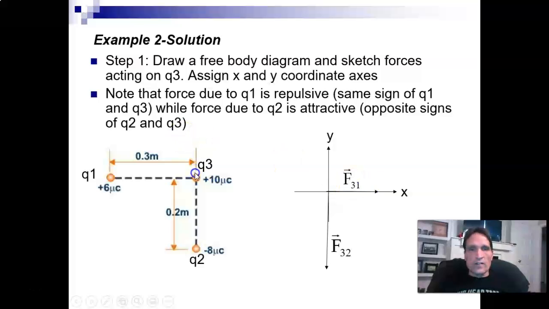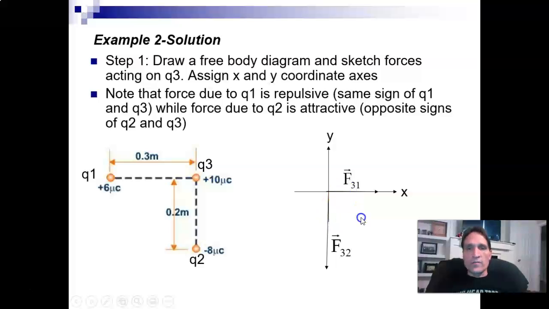Then let's look at the force on 3 due to 2. Okay, 2 is negatively charged, 3 is positively charged, so they're going to be attracted. And so the force acting on 3 due to charge 2 is going to be pointing straight down toward charge 2. And so we can draw that as a vector and call that F32. So now we know the directions of each of these forces, and we're going to add them up.